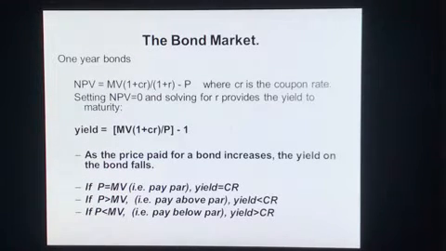This is how we can take our decision. If the present value is equal to the maturity value, it means par value, and yield will be equal to CR. CR is the coupon rate. If the present value is greater than the maturity value, then it is above par value. It means yield will be lesser than the coupon rate. Coupon rate will be high. If the price is lesser, then the coupon rate will be lesser.